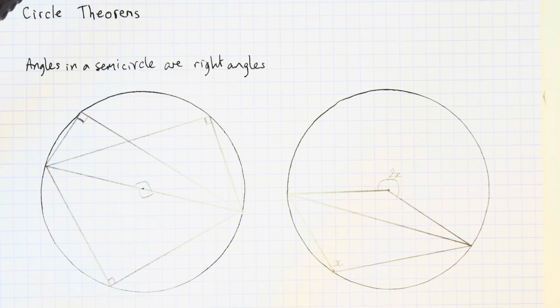And finally, if you have a diameter as your chord, then surely this is a straight line in the middle, which makes 180 degrees in total. So half of that is 90. Therefore, angles in a semicircle have no choice but to be right angles.